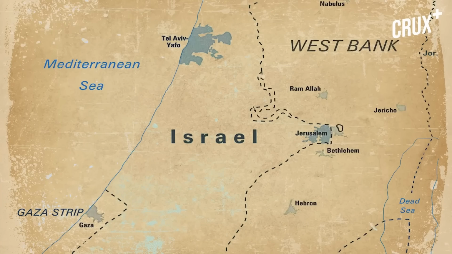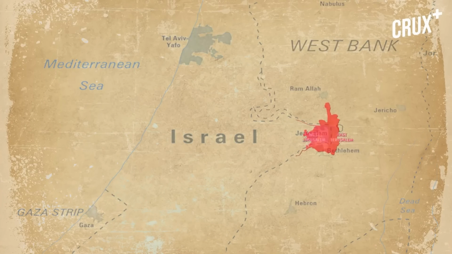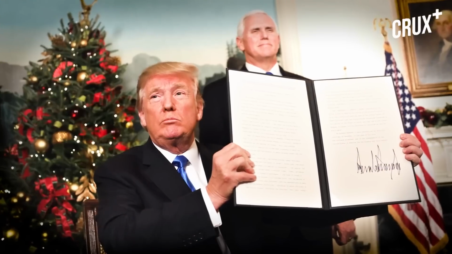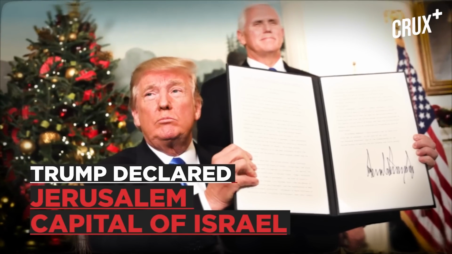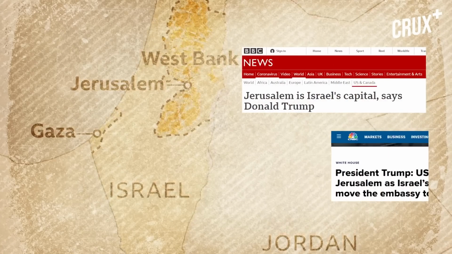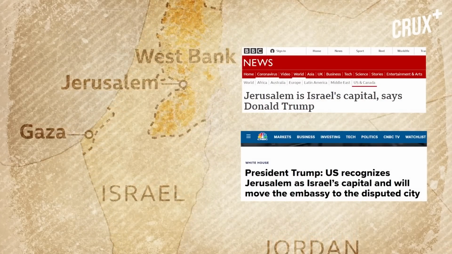Israel still occupies the West Bank and claims the whole of Jerusalem as its capital. In 2017, the US backed Israel's claims on Jerusalem, with former American President Donald Trump officially recognizing Jerusalem as the capital of Israel. He even relocated the American embassy from Tel Aviv to Jerusalem.